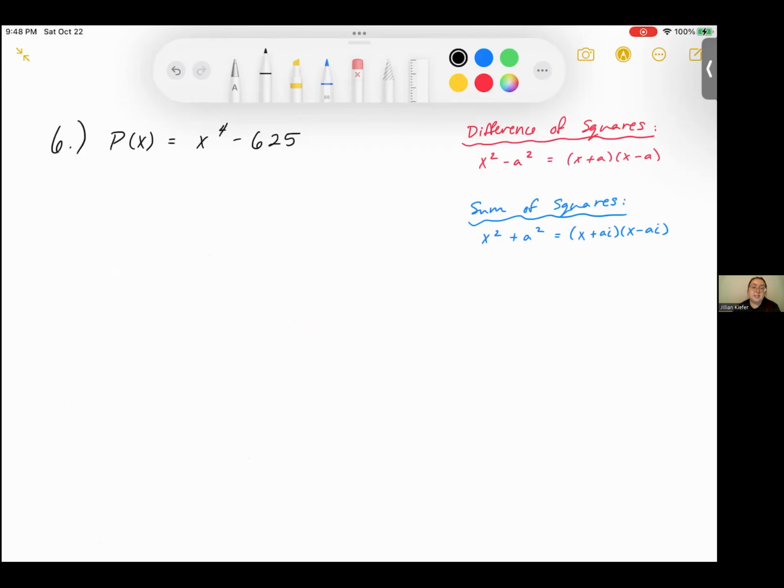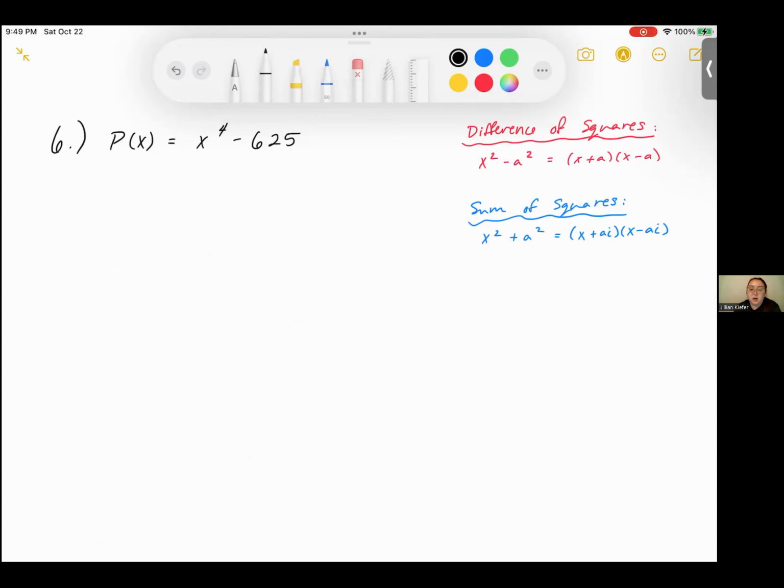All right, so example 6 here, we have p of x is equal to x to the power of 4 minus 625. Now we've got the difference of squares here on the side and the sum of squares. So we're going to use both of these in our problem, but first things first, we've got x to the power of 4 minus a big number, 625. So we need to find a way to factor this.